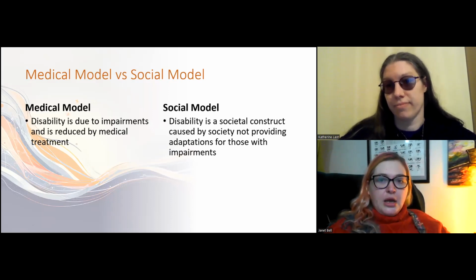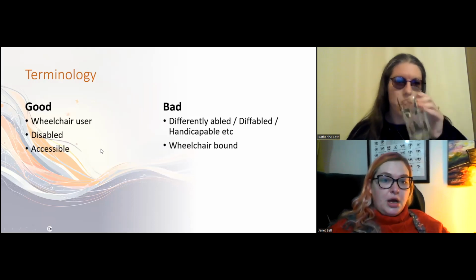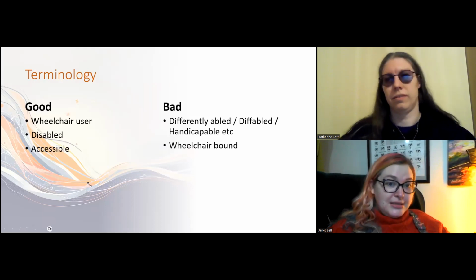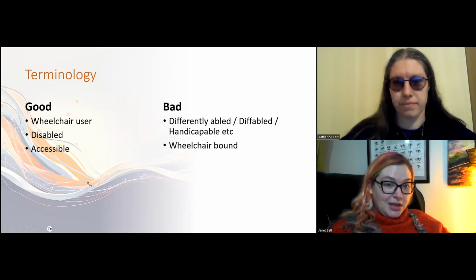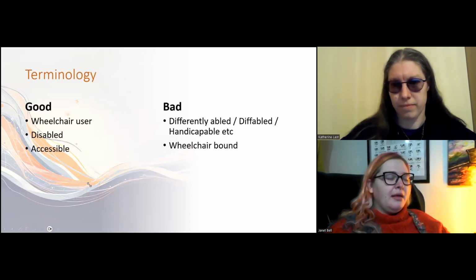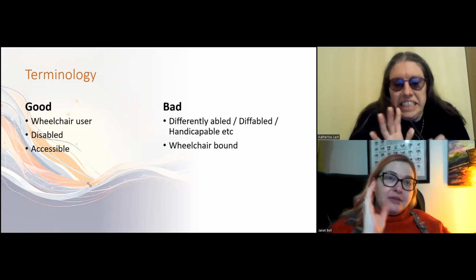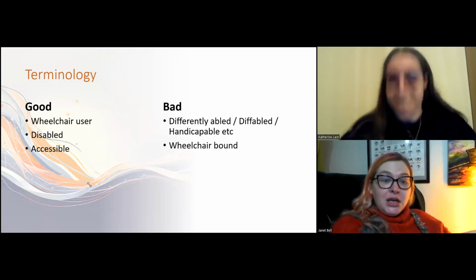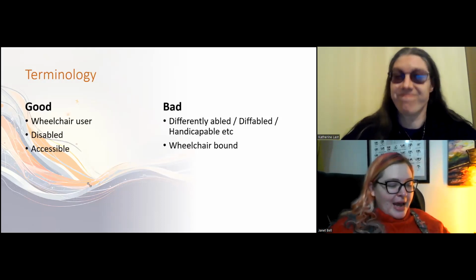Yeah, excellent point. Okay, so this feeds in hugely into our terminology. Disabled is not a bad word. Disabled is the word that we should be using. I can't tell you how much I hate it when people say I am differently abled. Differently abled for me makes me feel like I should be able to fly. I can't fly. I just can't walk very well. It's fine.